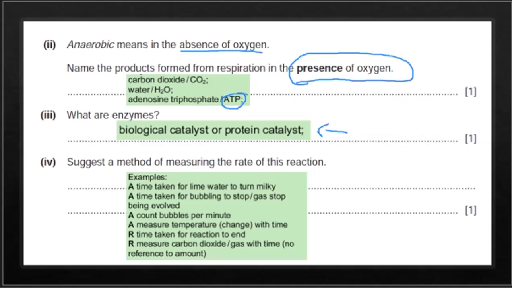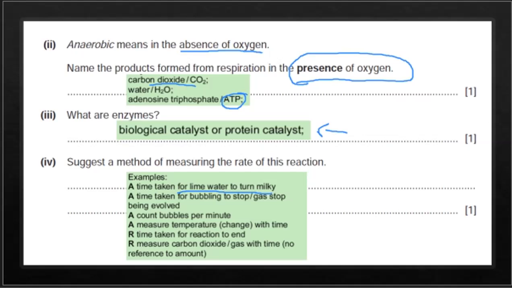Because carbon dioxide, again, can be produced, then for the rate of this reaction, we can check to see how long it takes for lime water to turn milky, because lime water can test the presence of carbon dioxide gas. So when lime water turns milky, we know that carbon dioxide is present and is being produced. We can check the time taken for that to occur. Now, the time taken for bubbling to stop.